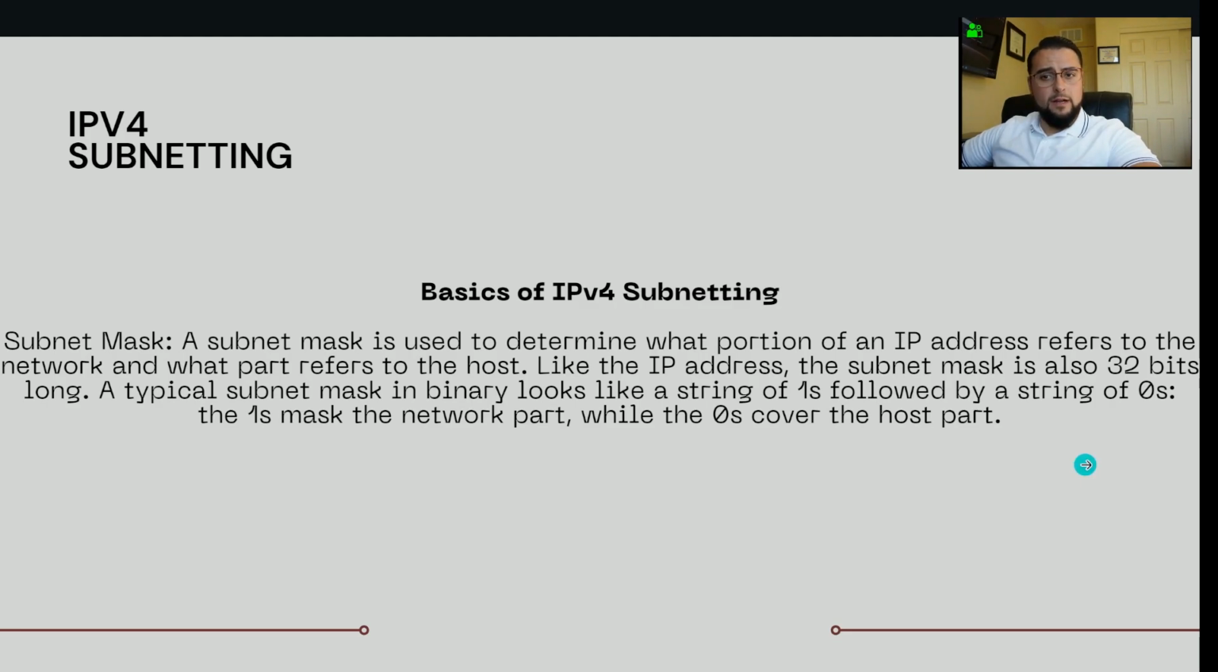Some of the basics we've already kind of gone over, subnet mask, but a subnet mask is used to determine what portion of an IP address refers to the network part and what portion refers to the host part. Like the IP address, the subnet mask is also 32 bits long, and a typical subnet mask in binary looks like a string of ones followed by a string of zeros. The ones cover the network portion and the zeros cover the host portion.